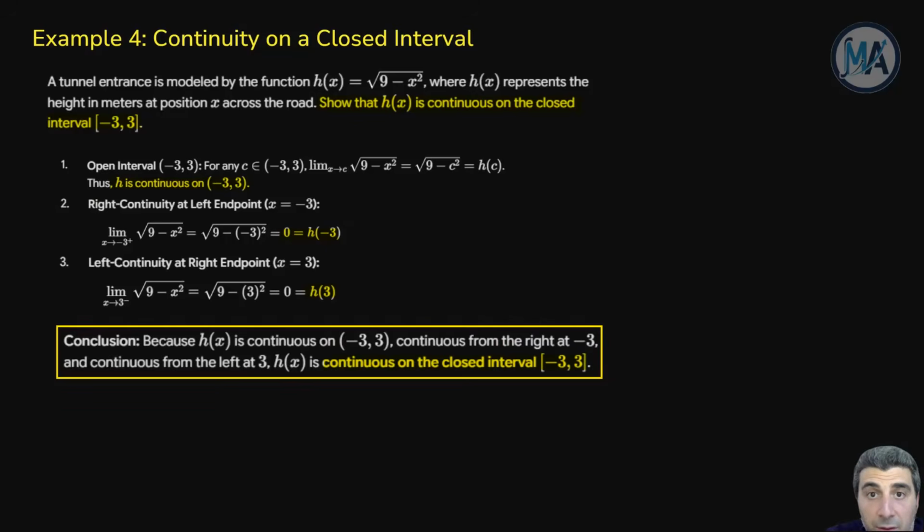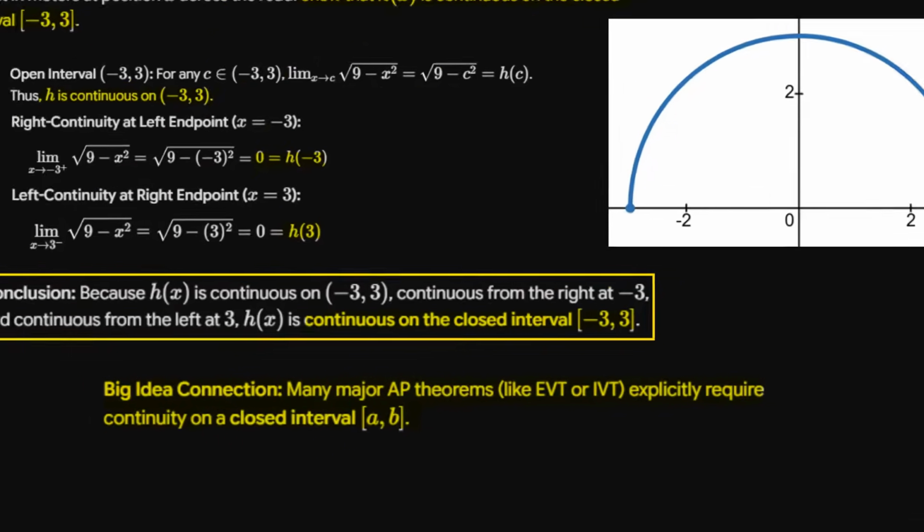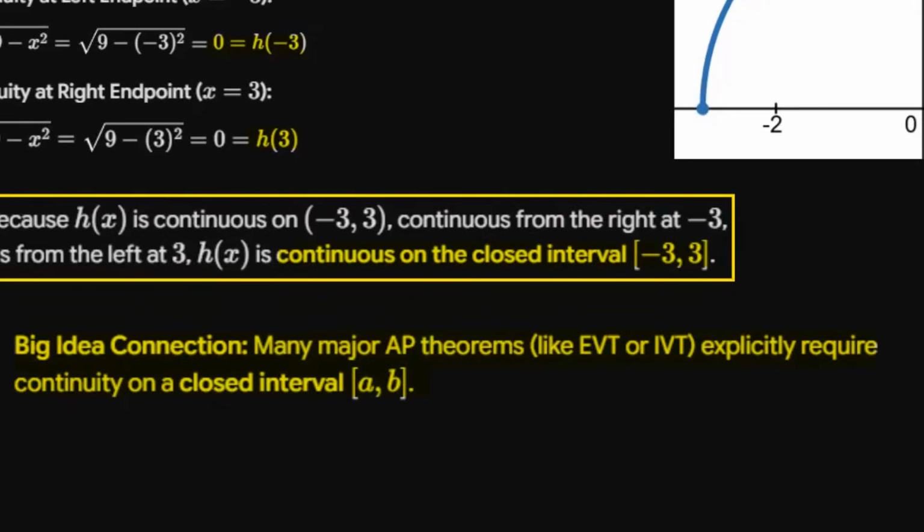Now, because the function is continuous on the open interval, and we showed that the function is continuous from the right and left at the endpoints, we can conclude that the function is continuous on the closed interval -3 to 3. Here's a picture of the graph just so you can see what it looks like. Now, here's a big connection. Major AP Calc theorems that you're going to learn require functions to be continuous on a closed interval.